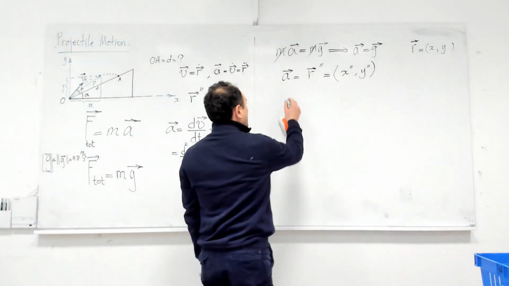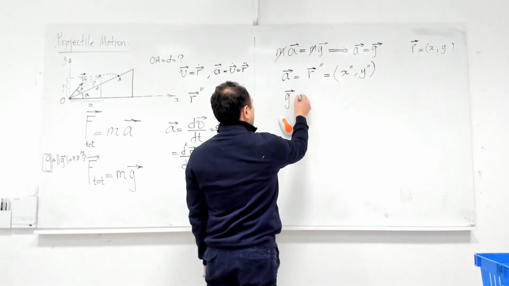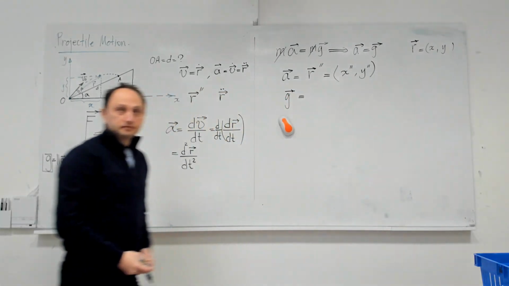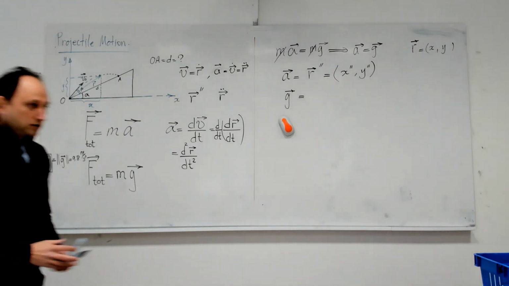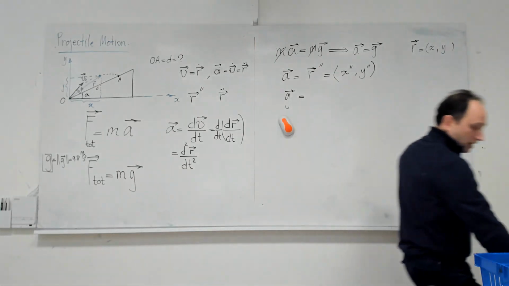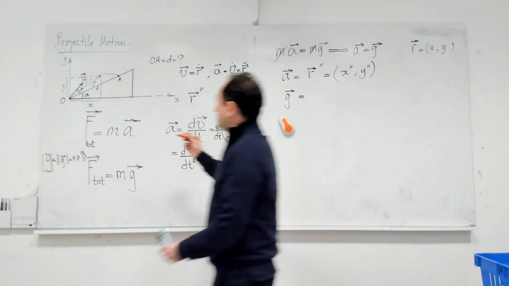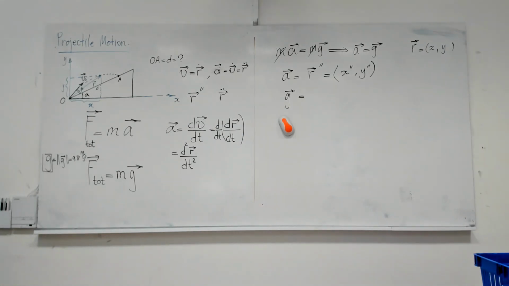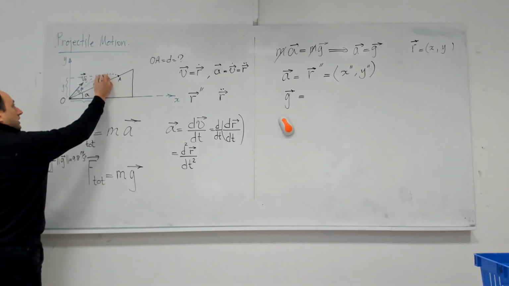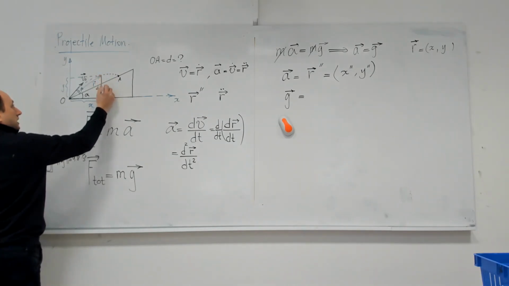Okay, but can you tell me how can I write vector g? Where is g? If I want to show somehow vector g, what is the direction of vector g? Straight down. Straight down, yes? So this would be, for example, here, straight down, and this is vector g.